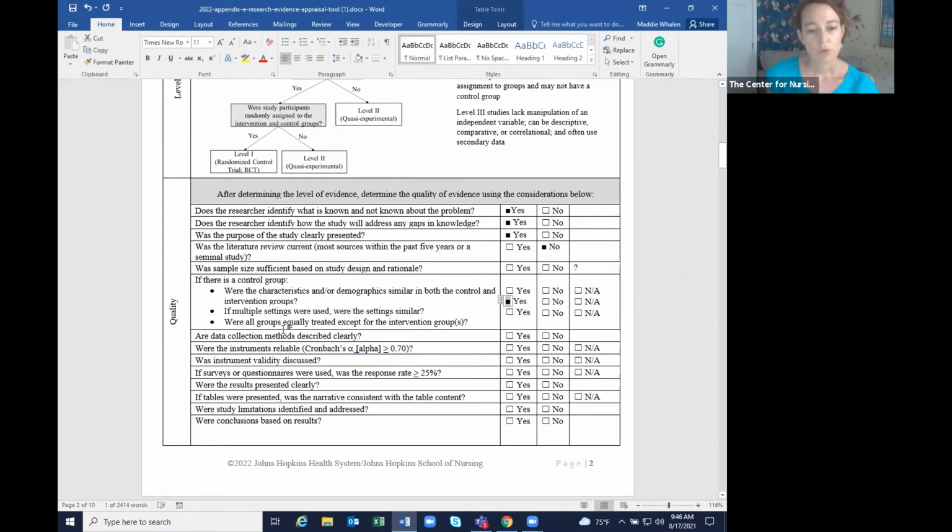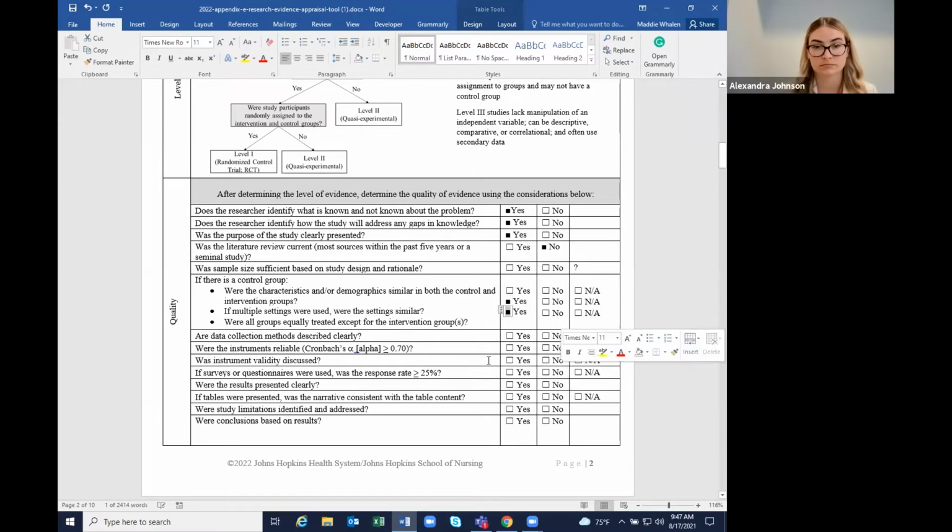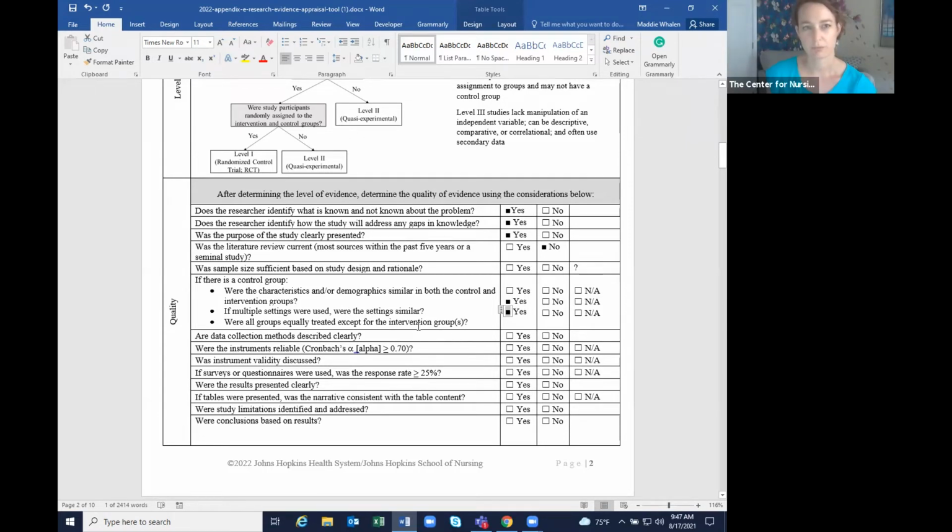And then, were all groups equally treated except for the intervention group? Yeah, okay. They actually used the status quo from previous, so they didn't do anything for the control group, right? Yeah. Okay, so that's all kind of the methods.